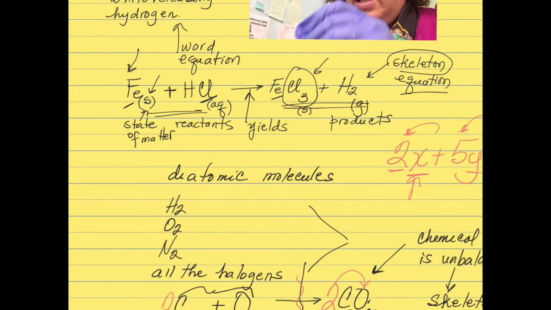Questions about this? I'm just coming back to this one because remember that one was not balanced. So I'm going to rewrite that. We have time just to balance that one because I want you to complete the other ones that you have in there. So in the first example, I have iron solid reacting with hydrochloric acid, aqueous, producing iron 3 chloride solid plus hydrogen gas, which is a diatomic molecule.